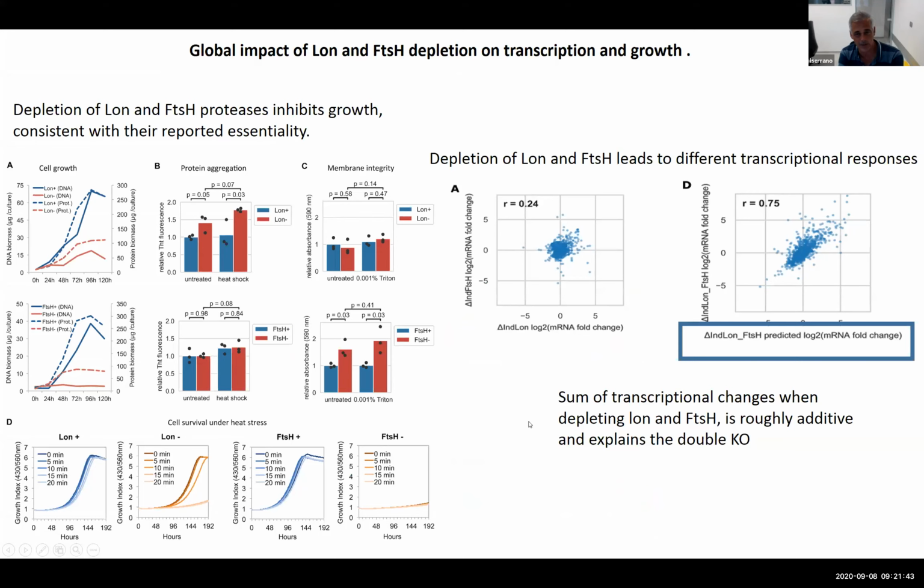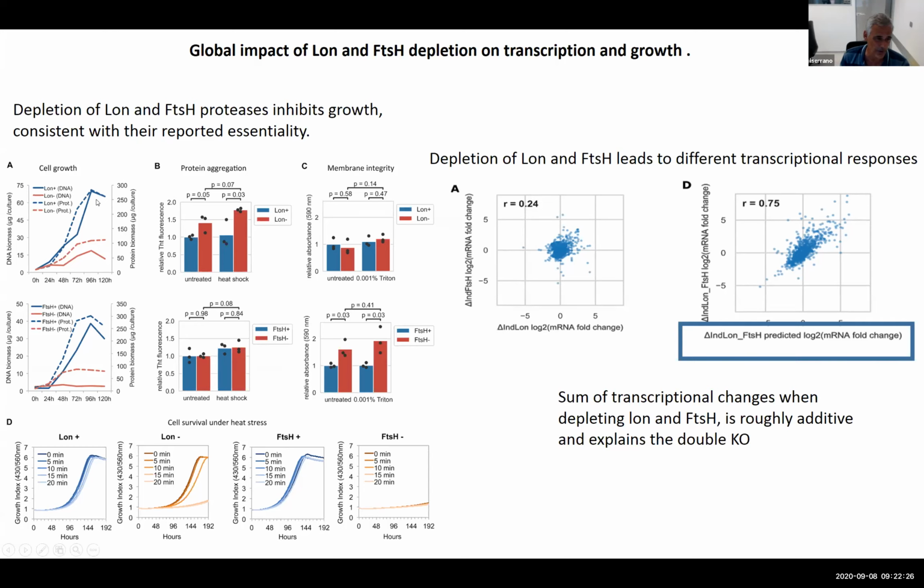And then what did we find? The first thing is the correlation. We looked at the effects on the transcriptome of depleting these 2 proteases, because some of the changes could also be at the RNA level, not only at the protein level. You see there is almost no correlation between changes when you deplete LON and when you deplete FTSH. But something interesting is that if I add the log2 of the transcriptional changes when you deplete LON to the log2 of the changes when you deplete FTSH, you have a very beautiful correlation, indicating that these 2 proteases have independent and additive effects on transcription.